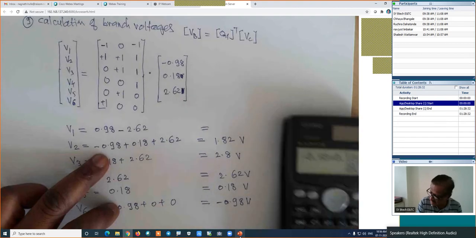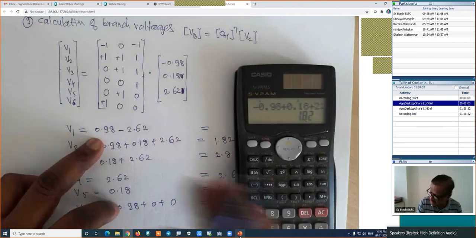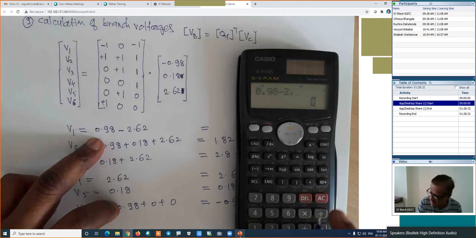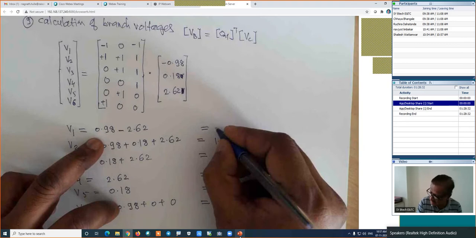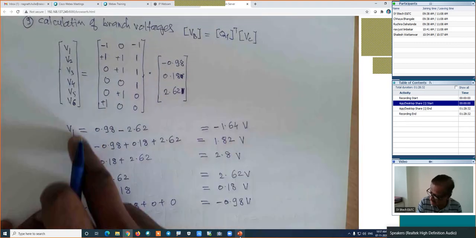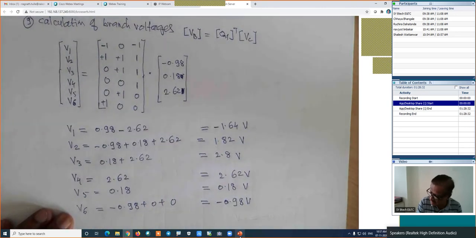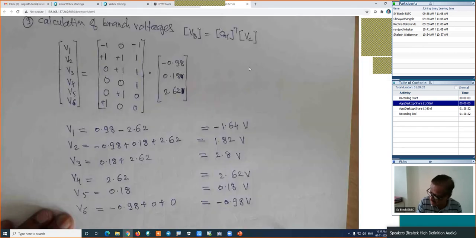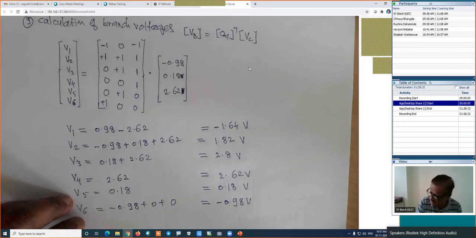Then again, I'm coming back here. This value 0.98 minus 2.62 will be equal to minus 1.64. This value is minus 1.64 volt. These are the branch voltages. And if we know the branch voltages, we can calculate the branch currents.